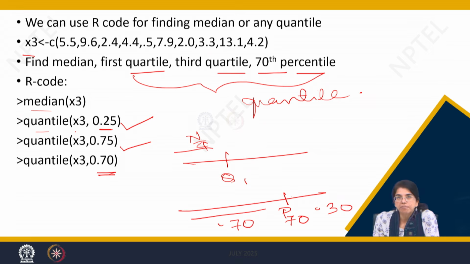Remember, when I am saying 70th percentile, that does not mean 0.7. It is a number which acquires a position where below that position, the probability of falling is 0.7, and above this position, the probability of falling is 0.3, and we are looking for that number, okay, not the position. Our answer will be the number.